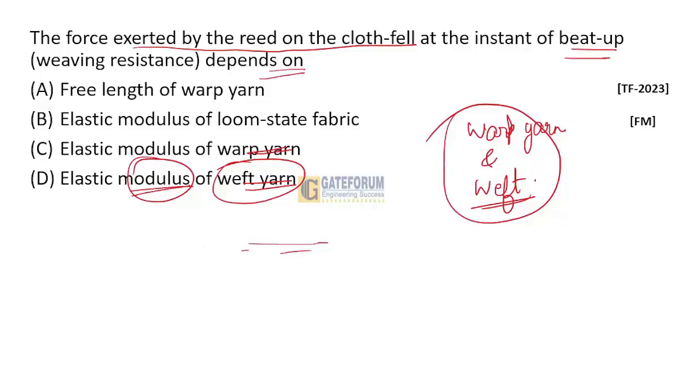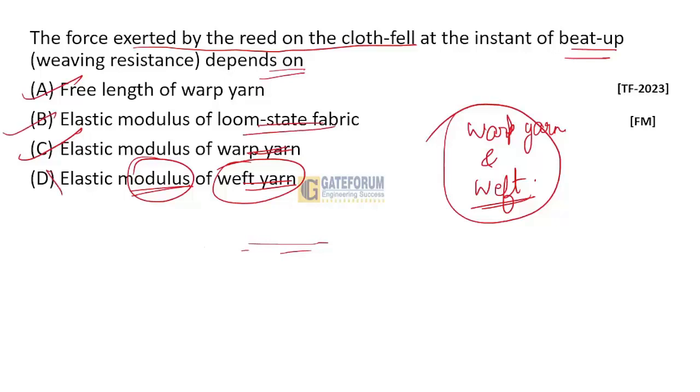The elastic modulus of the loom state fabric in the warp yarn determines the stiffness and the ability to resist the deformation under the applied load during the process of the beat up, and it directly affects the weaving resistance process. So the warp yarn is basically responsible for all these things. The free length of the warp yarn affects the elastic modulus of the loom state fabric.